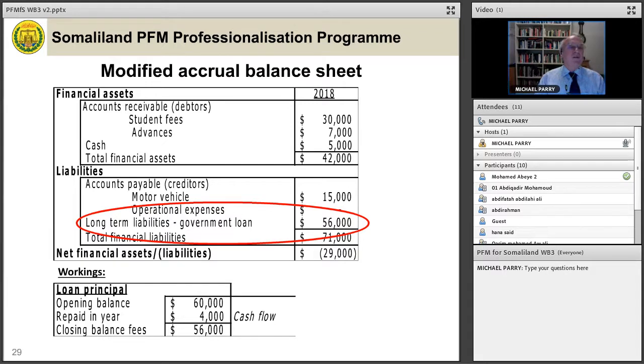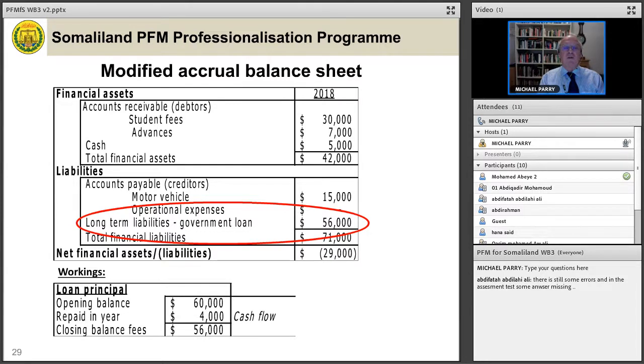We now have a balance sheet under modified accrual, only showing financial assets and financial liabilities. So it shows the student fees that are owed to us, advances for expenses that haven't been submitted, plus of course our cash balance of $5,000, giving total financial assets of $42,000. And we have liabilities. We owe $15,000 for the motor vehicle because at the end of the year it has not been paid.